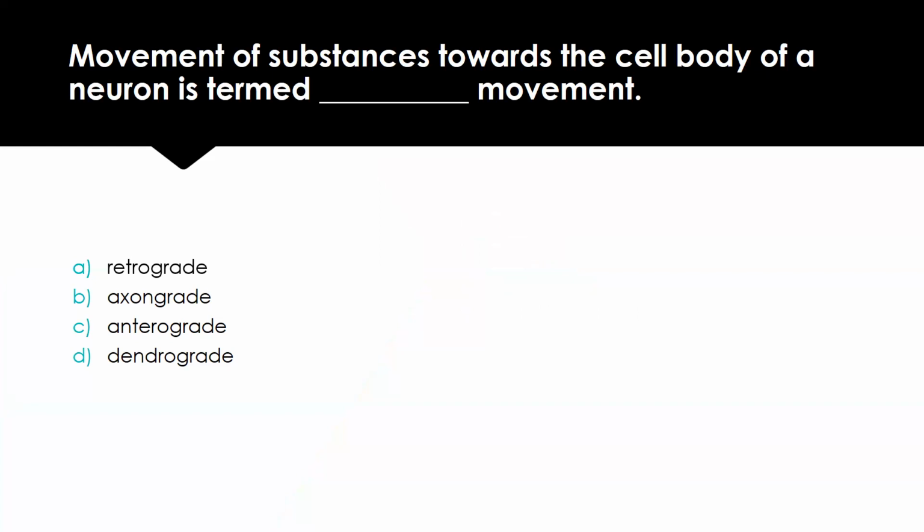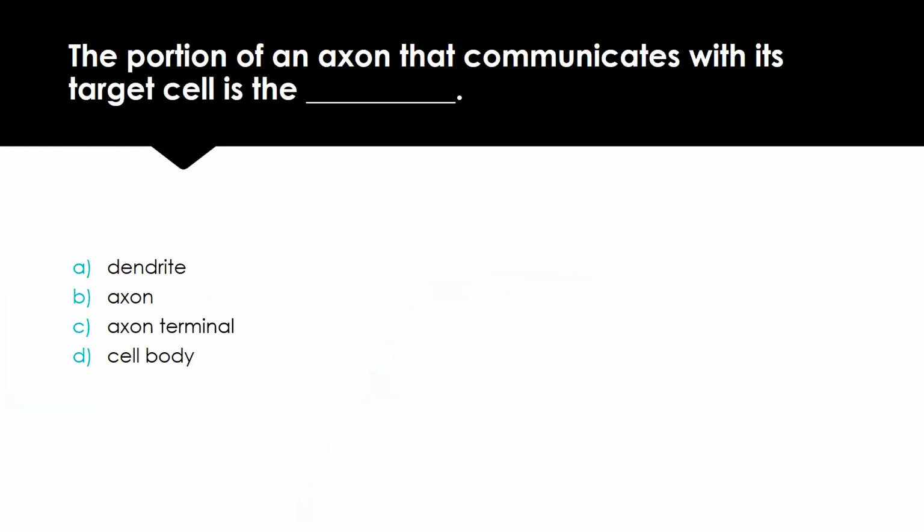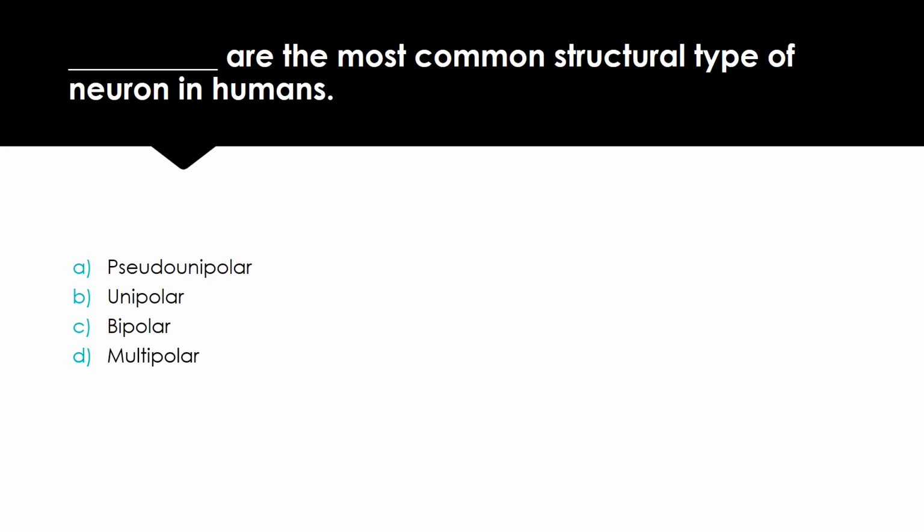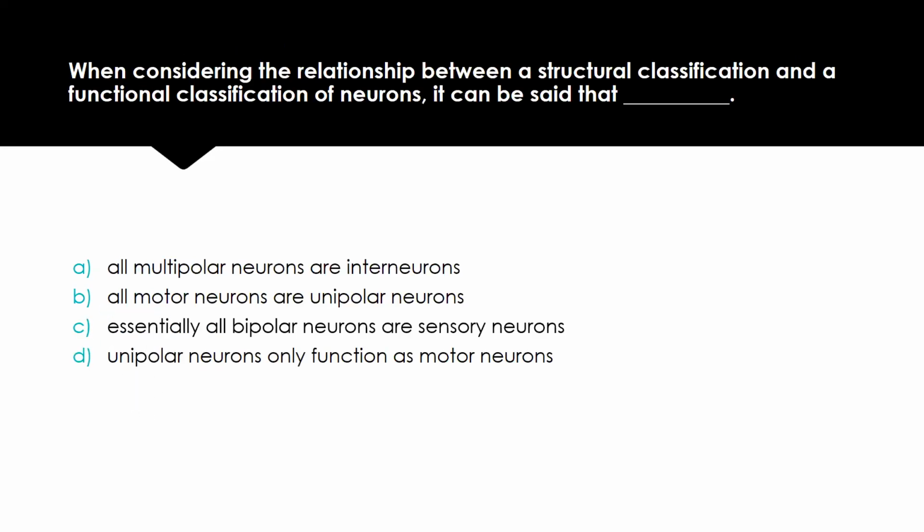Movement towards the cell body of a neuron. A, retrograde. Yep. Axon portion that communicates with its target cell. Ooh, good. The terminus. Yep, good. Basis for differentiation between gray and white matter is presence of what in white matter? Myelination. Yep, good. If I said the presence of what in gray matter, I'd probably say neurons, or cell bodies would be the best answer. Most common neuron, oh, we didn't talk about it. That's fine. Multipolar. Okay.